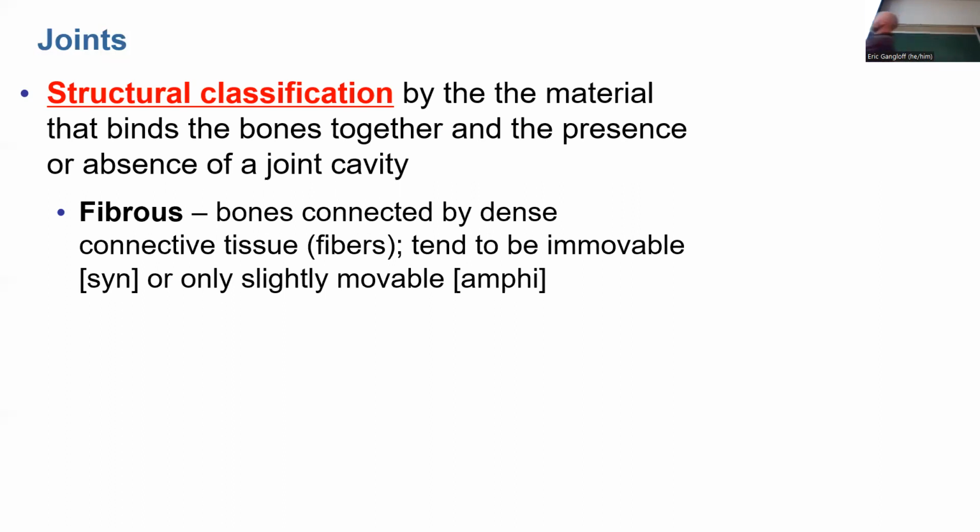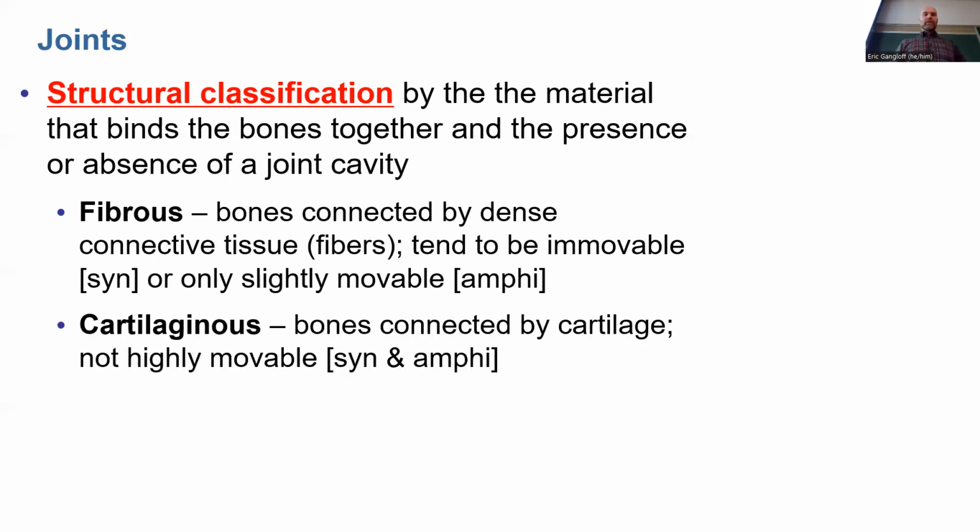Another good example of this might be the joints between your tibia and fibula I mentioned. Remember those 2 bones of your zygopodium of your lower limb? They're tightly bound together. And those are amphiarthritic joints. There's a little bit of give there, but not much.